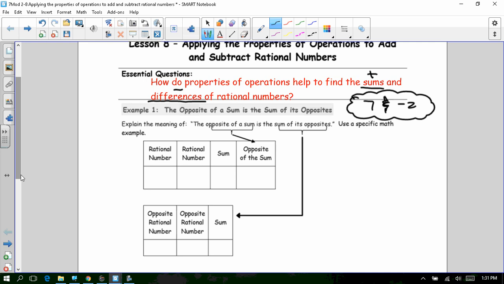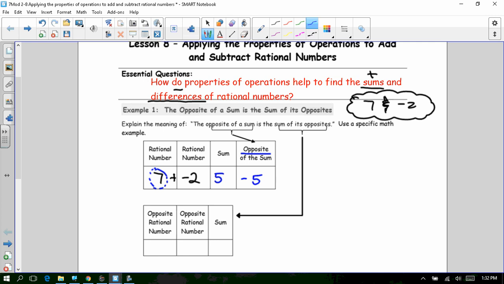My first rational number is 7, and my second rational number is -2. In this table, I'm going to take their sum. Remember, when I add with different signs, I subtract and use the sign of the bigger number. 7 is my bigger number, so my answer is 5. Read the next column over: it says the opposite of the sum. What's the opposite of 5? The opposite of 5 is -5.